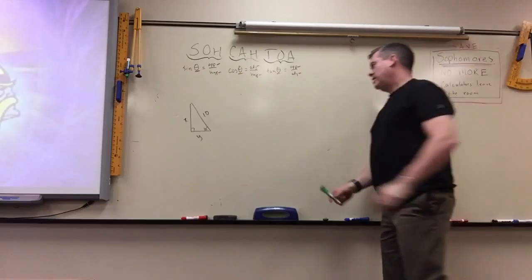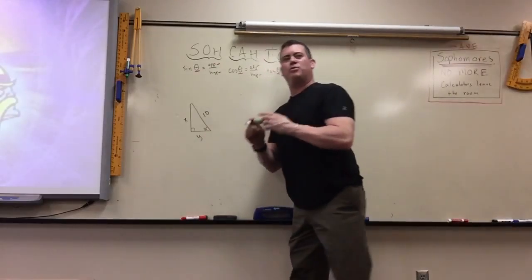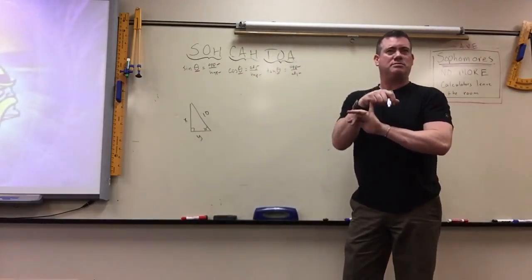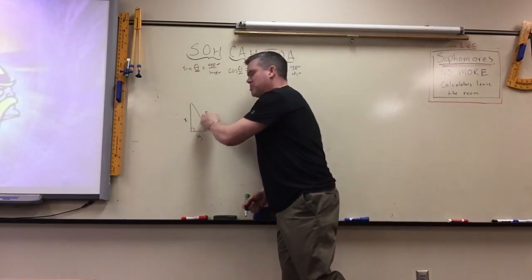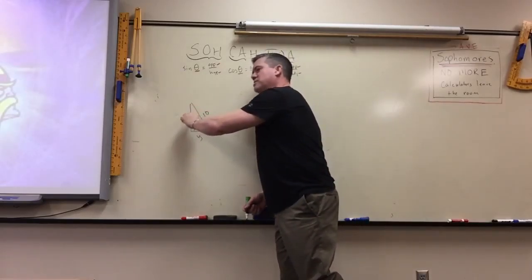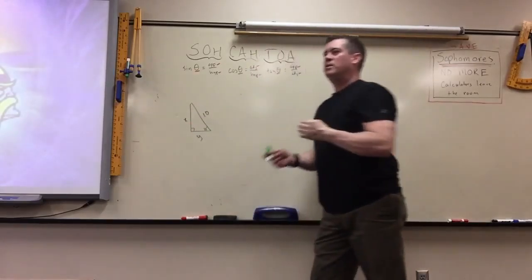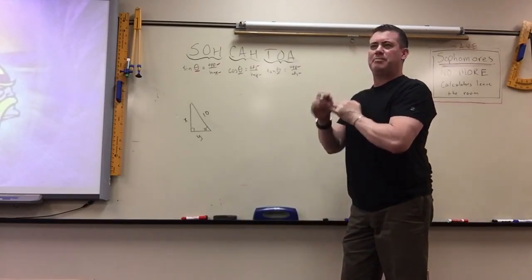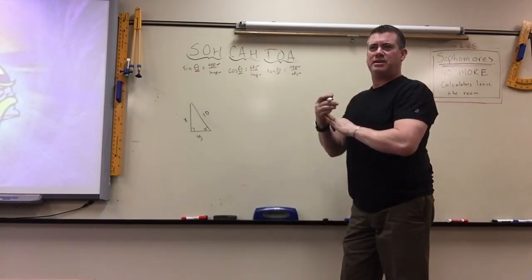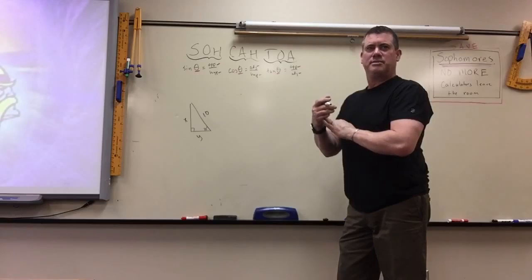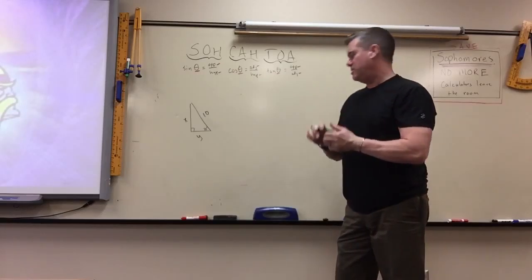So, when you're solving these, does everyone know how to spot the hypotenuse? The hypotenuse is opposite the 90. The two legs form the 90. Now, does everyone know how to spot an opposite side and an adjacent side? It's just what it says. As long as you remember adjacent means next to.